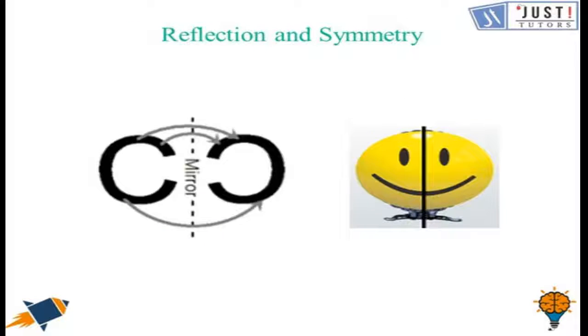Now let's talk about reflection and symmetry. In the process of reflection, the mirror image is nothing but the reflected duplication of the original object. For example, if the letter C is viewed in the mirror, the reflection of the letter C can be seen along the mirror line. And that's how reflection is related to symmetry.